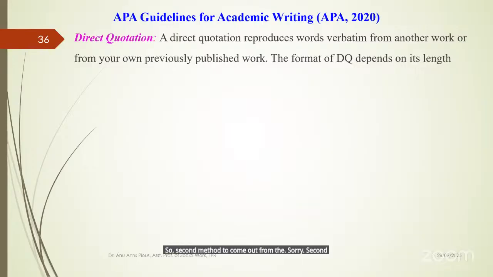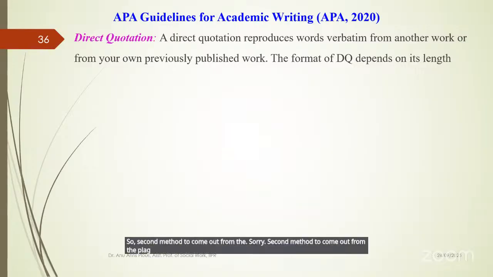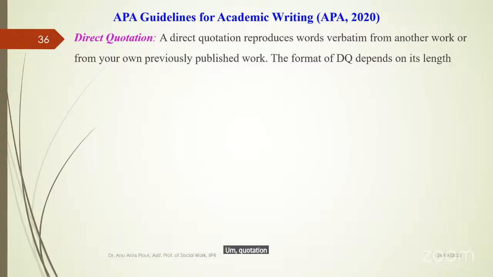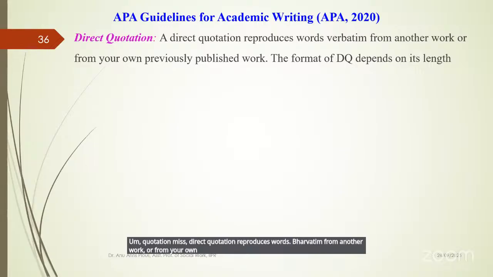The second method to avoid plagiarism is using quotations in your document. Here, a direct quotation reproduces words verbatim from another work or from your own previously published work.